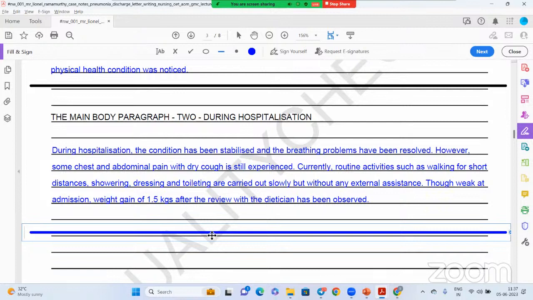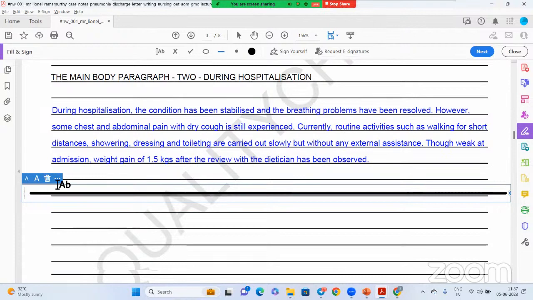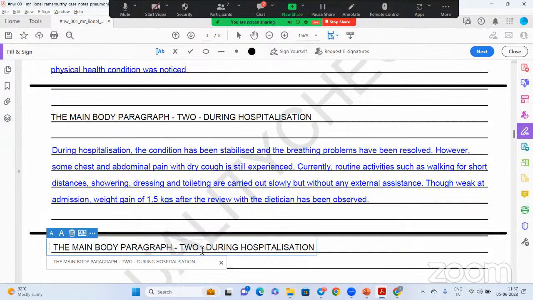Finish the last paragraph. So last paragraph, that is the main body paragraph 3. Post discharge. Main body paragraph 3. Upon discharge, post discharge.